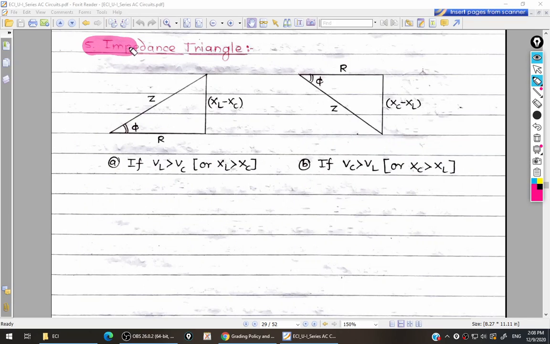Now our last parameter is nothing but the impedance triangle. For sketching the impedance triangle, first of all you have to draw the phasor diagram. So we will see the phasor diagram.